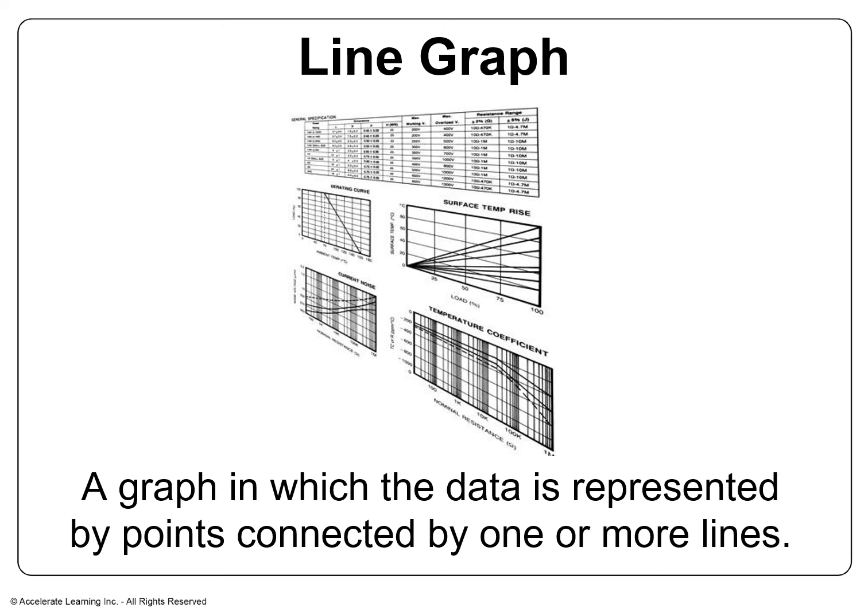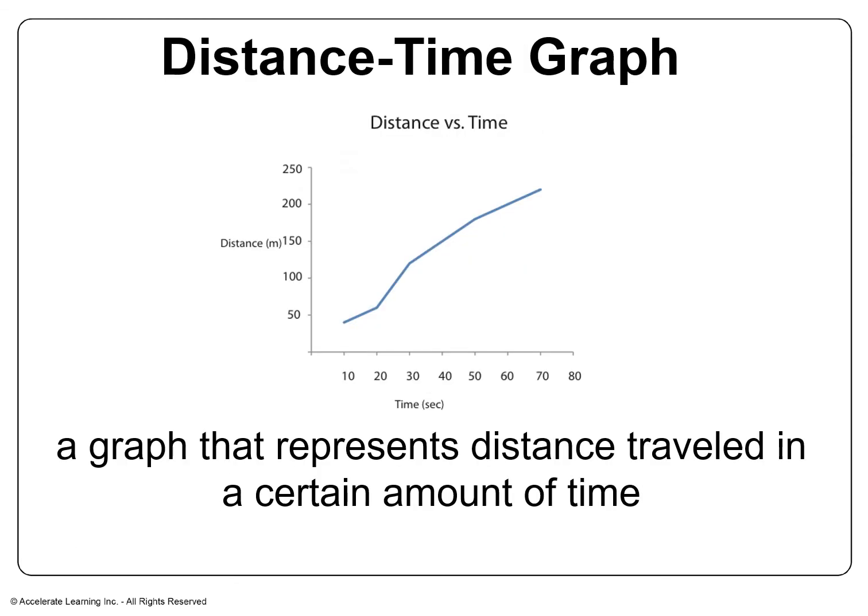So we're going to be seeing a bunch of line graphs, and a line graph is a graph in which the data is represented by points connected by one or more lines. We've got a ton of different kinds of graphs in the world, but the one we're going to be using during this unit is a line graph. Next, here is this distance time graph that I was telling you about. A distance time graph is a graph that represents the distance traveled in a certain amount of time. It's a line graph. You can tell by looking at the picture right here, there's a line that's connected by points on a graph.